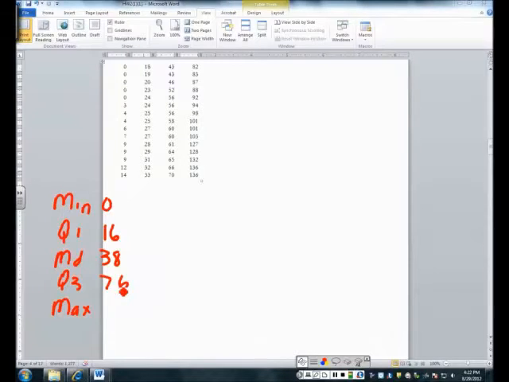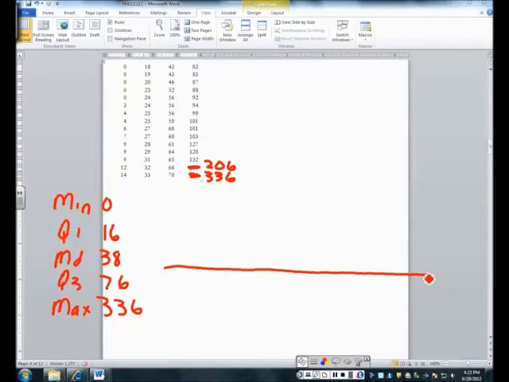And remember, I had changed these two numbers to, I think, 336 and maybe, I think I did 206, but we're doing 206 now, that's for sure. So anyway, the maximum now is 336. And I wanted to do my box plot, but this time I wanted to add outliers and extreme values. So I'm going to make a new axis here.